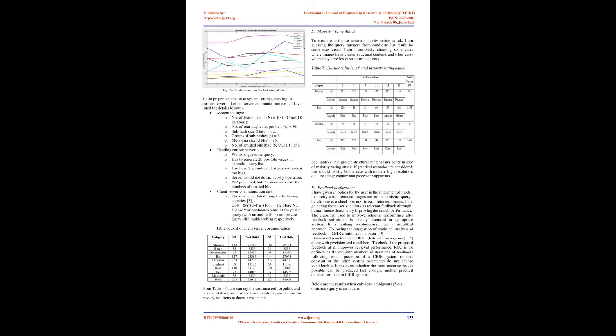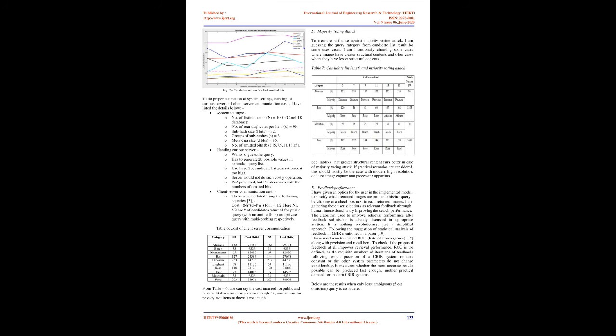Privacy Performance. To focus on the search performance with regard to the varying degree of ambiguity in the search query, privacy performance analysis has been done. To do a proper estimation of system settings, handling of a curious server and client-server communication costs, I have listed the details below. System settings: number of distinct items, n, equals 1000, Corel 1K database.